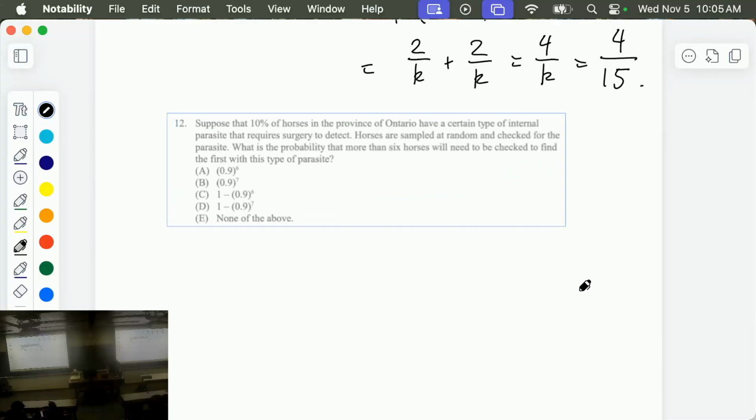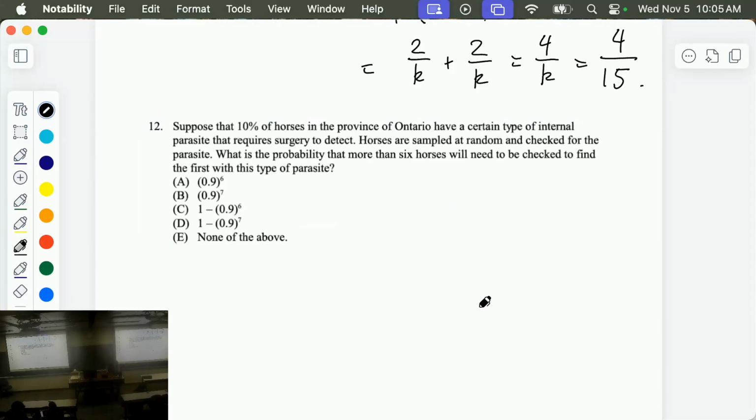Okay. 10% of horses in the province of Ontario have a certain type of internal parasite that requires surgery to detect. Horses are sampled at random and checked for the parasite. What is the probability that more than 6 horses will need to be checked to find the first with this type of parasite? So at the end of the day, we want the probability that there is more than 6 horses needed.